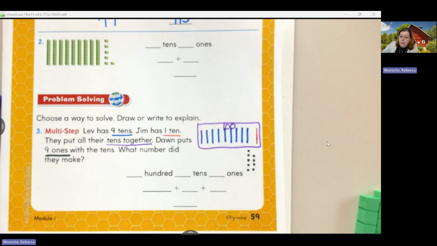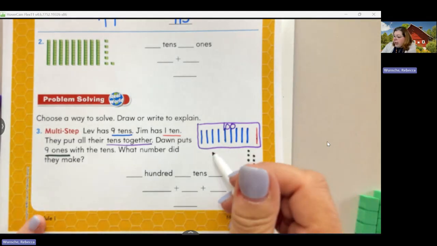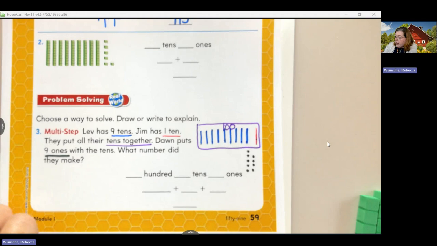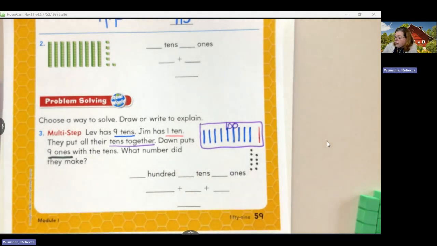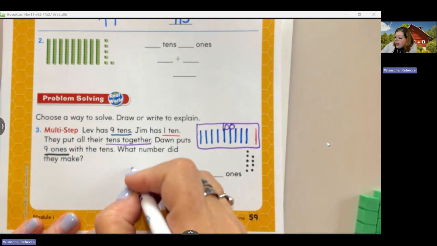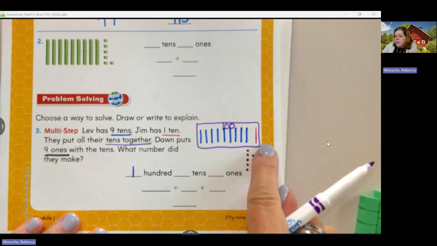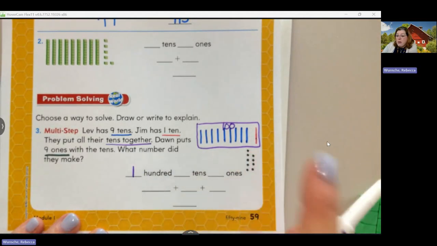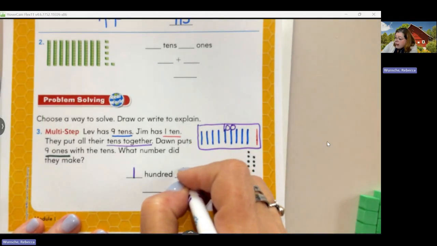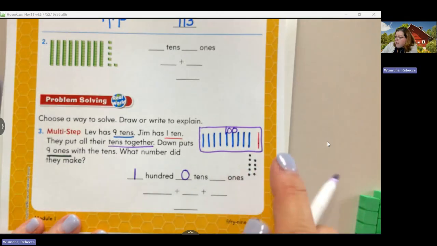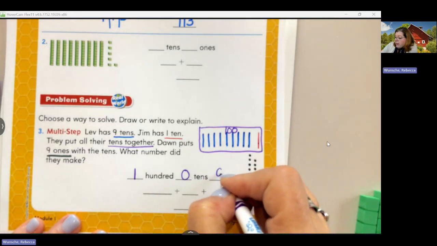Well, there's a couple ways that I can write this. So if I look at it the first way, I might say that I have 1 hundred because I put all my tens together and I made 100. When I put them all together, do I have any more tens out here? I don't. So I have 0 tens right now because I put them all together with the 100, and then I have my 9 ones.